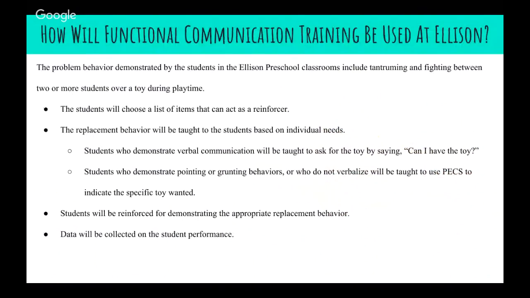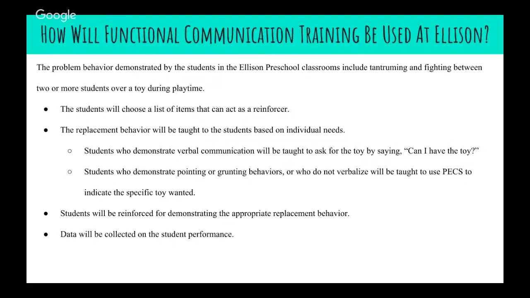So how will functional communication training be used at Ellison? The problem behaviors that we have seen in the classrooms at Ellison include tantruming and fighting between 2 or more students over a toy during playtime. The students will choose a list of items that can be used as a reinforcer, and then these will become the motivating operations for the children to use appropriate communication.